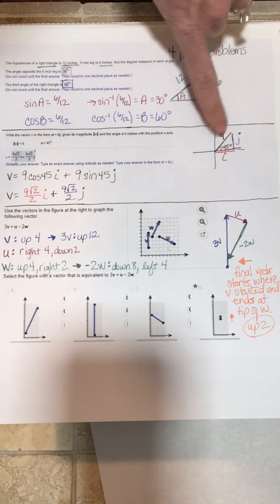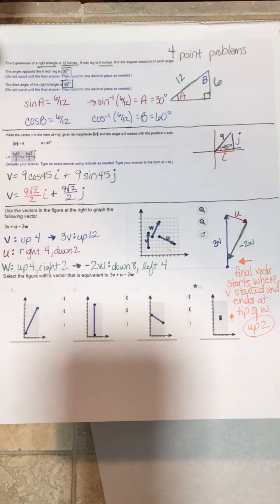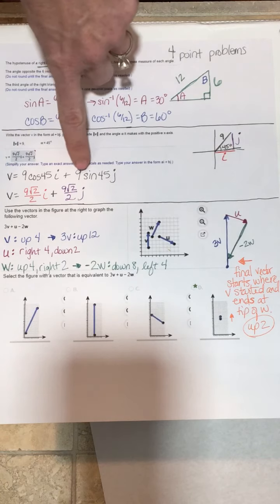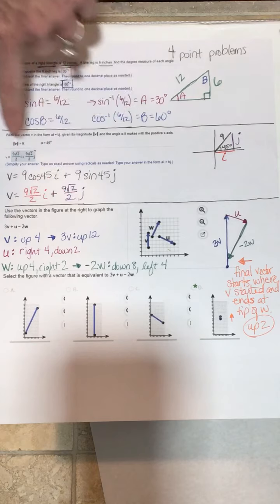It's a magnitude of 9. They want this component and this component. I wrote that in like a red and this in a purple. So I did the cosine of 45 i times 9 plus 9 times the sine of 45 j. I put it as the square root of 2 over 2.